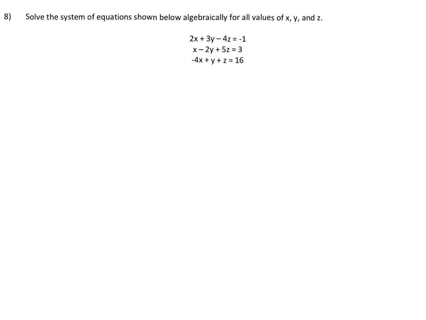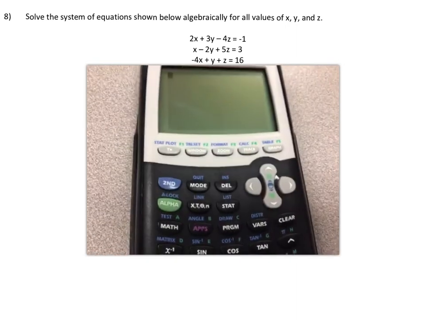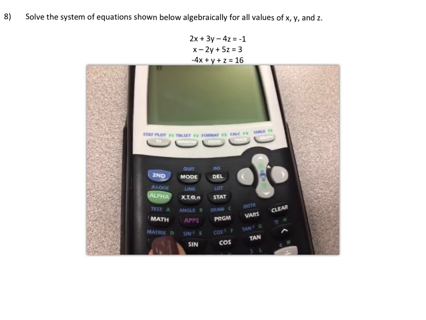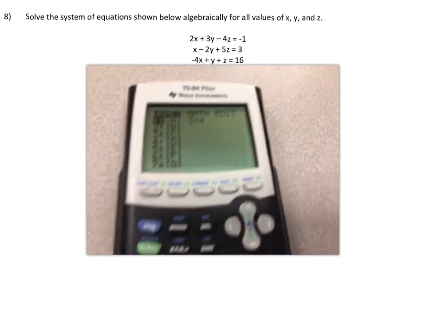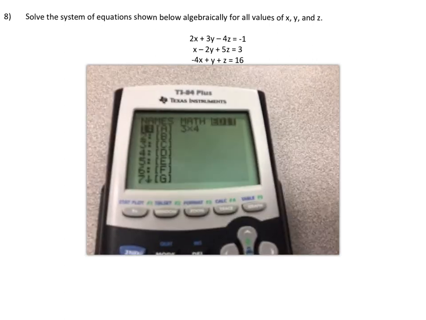All right, so number 8 wants us to solve the system of equations algebraically. So even though we have to show our work algebraically, the first thing we're going to do is do this in our calculator and just see what the actual answers are going to wind up being in the end. Okay, so the first thing we want to do is come down over here to see where it says matrix. We want to hit second and then this button for matrix. Then use our right arrow key to go over to edit, and you can hit enter.